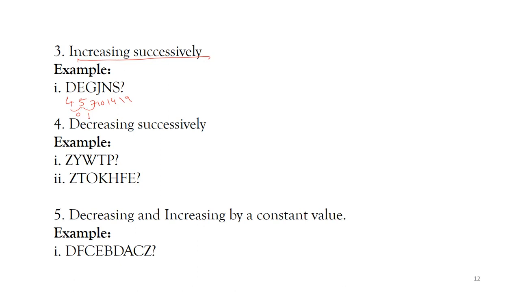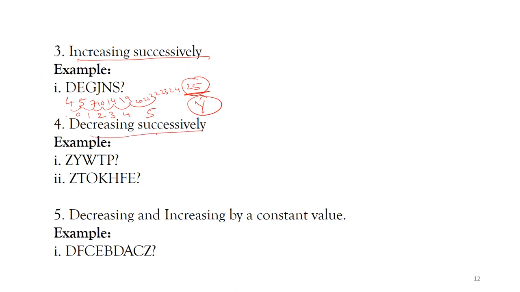I can see there is one letter gap. There are two letters gap, that means 7, 8, 9, 10. Similarly, there is a 3 letters gap, 4 letters gap. Then I have to get a 5 letters gap. That means 19, 20, 21, 22, 23, 24. 25 should come here. So the number 25 is associated with the letter Y. You can do it like this, or you can take the difference: 5 minus 4 is 1, 7 minus 5 is 2. Anything is fine. So this is increasing successively.